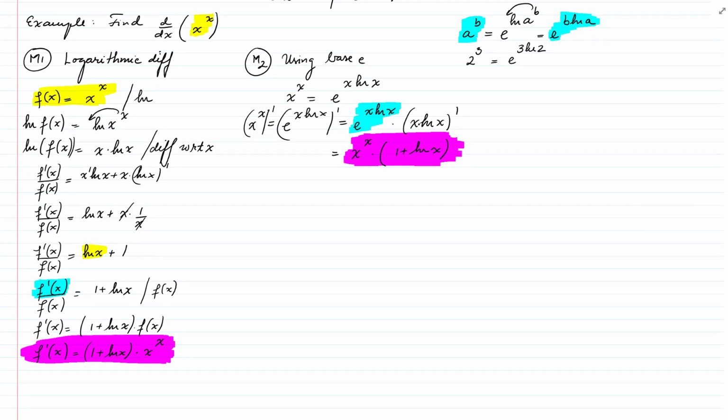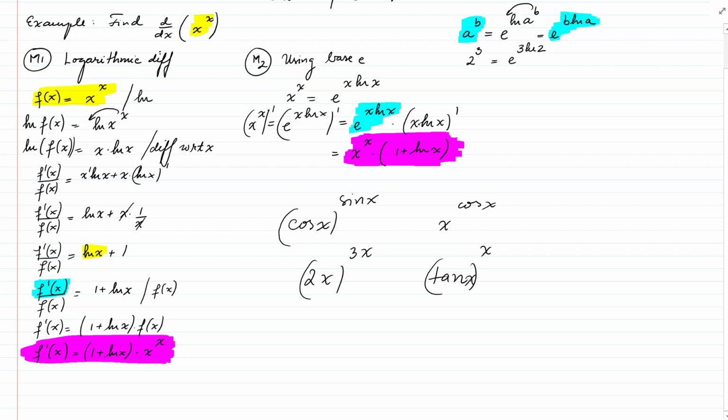So feel free to use any of these methods for examples like cosine of x to sine of x, like x to cosine x, 2x to 3x, tangent x to x. All these are functions to other functions, and the easiest way is to just write each of them as base e. So this formula here, the green one, the blue one, is very useful in these kind of problems.